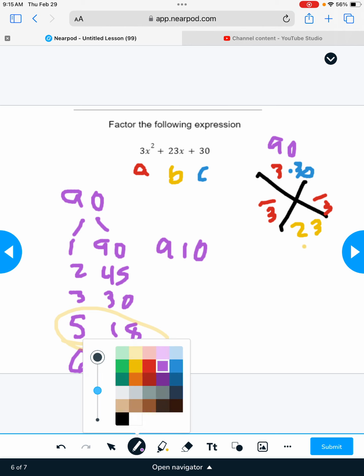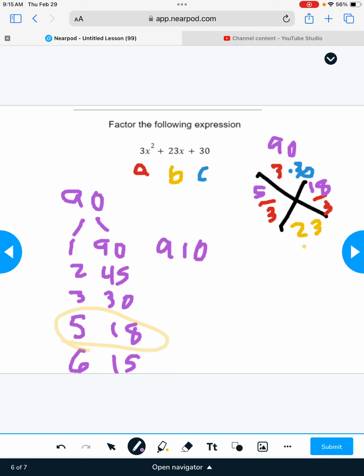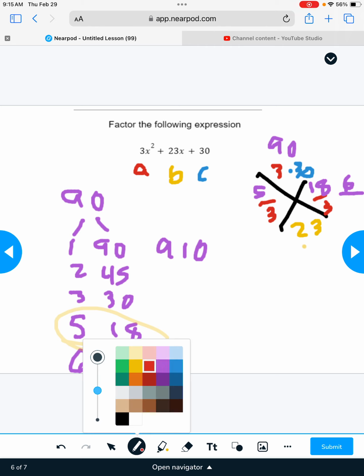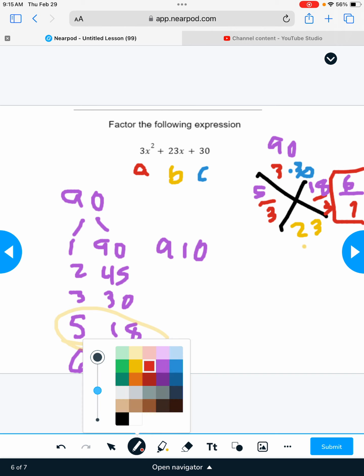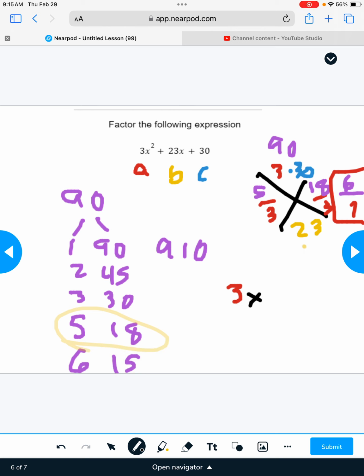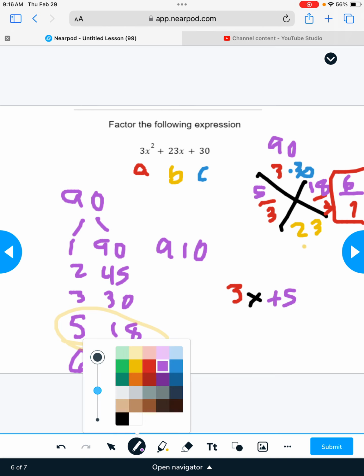So I put my 5 and my 18. 18 over 3 is going to be something that we can pretty easily reduce. If we divide both of them by 3, we get 6 over 1. That turns into the fraction that I'm going to use instead of 18 and 3. So let's go ahead and start this. 3 goes in front of x because the bottom of the fraction goes in front of the x, plus the top, which is 5. That's my first one.